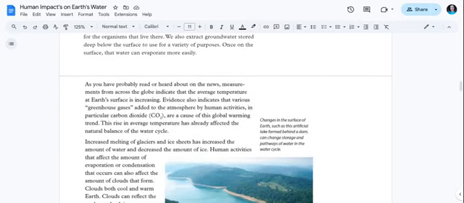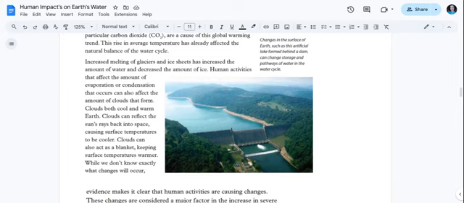As you have probably read or heard about on the news, measurements from across the globe indicate that the average temperature of Earth's surface is increasing. Evidence also indicates that various greenhouse gases added to the atmosphere by human activities, in particular carbon dioxide, CO2, are a cause of this global warming trend. This rise in average temperature has already affected the natural balance of the water cycle. Increased melting of glaciers and ice sheets has increased the amount of water and decreased the amount of ice.